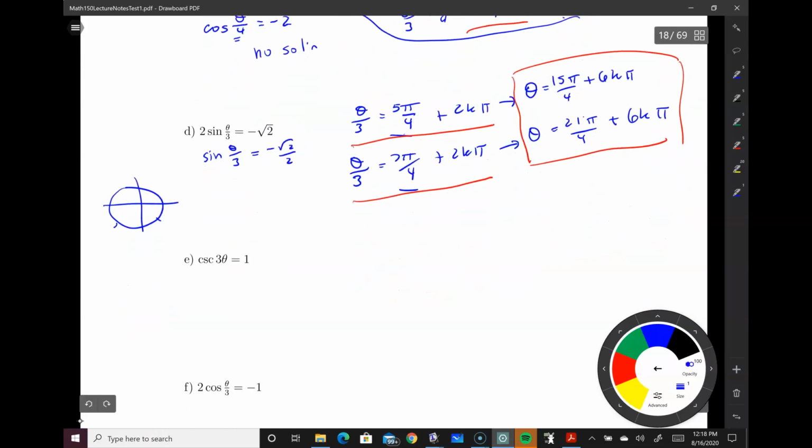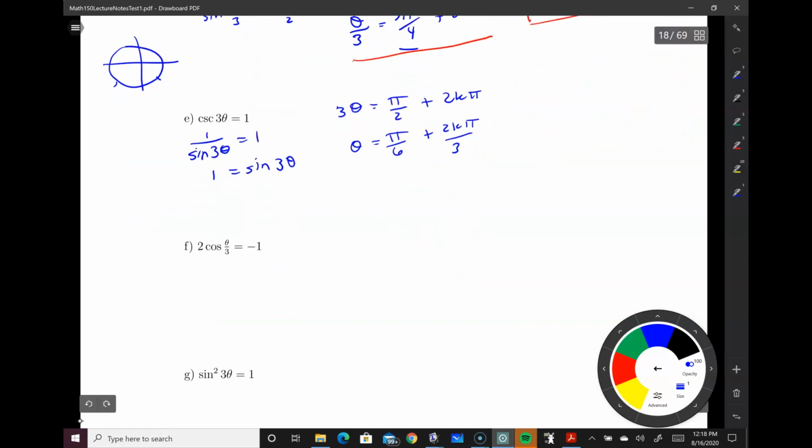All right, here we go. So cosecant, I like to think in terms of sines and cosines. So I'm going to rewrite this as 1 over sine. Then I'm going to cross multiply. So I get to this. So when is sine equal to 1? That's at pi over 2. So sine is equal to 1 at pi over 2. So this angle 3 theta equals pi over 2 plus any 2k pi multiple. So divide through by 3, I get pi over 6 plus 2k pi over 3. So there's my solution.